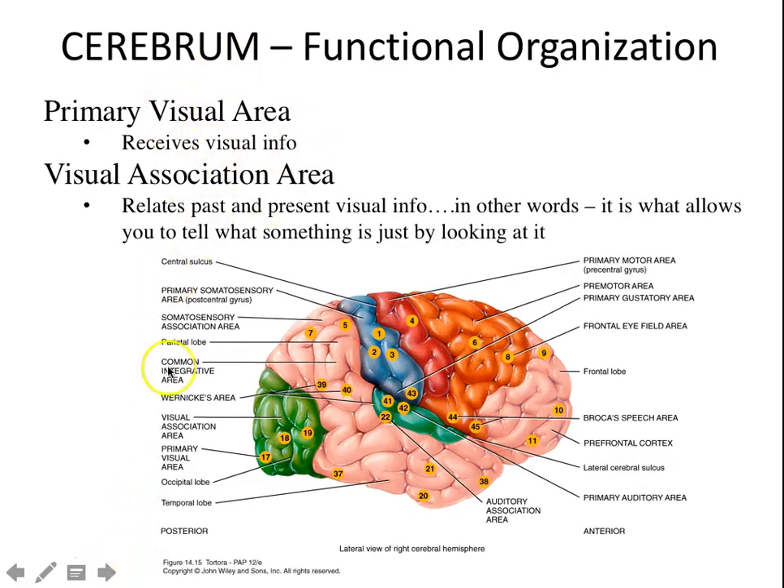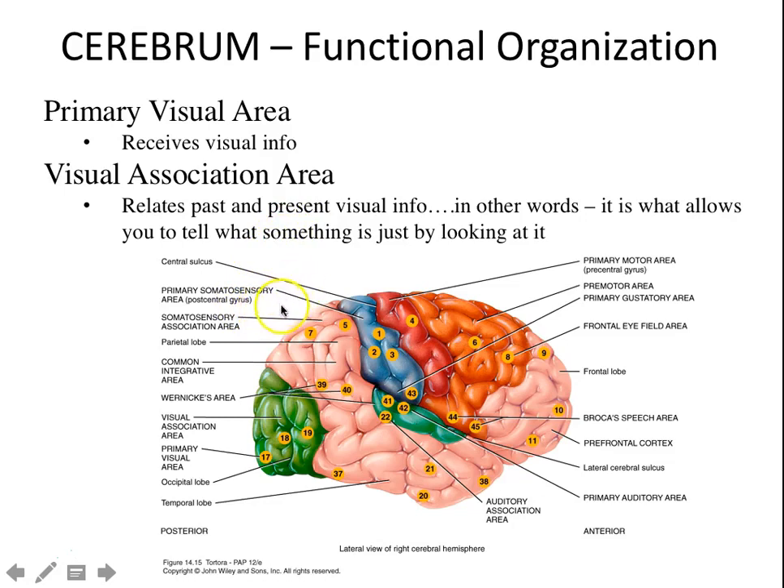You have a primary visual area, and your visual area is going to be back in this occipital region. That primary visual area simply receives visual information, so that means that yes, I can see that. If just the primary was working, you would not run into the table or the chair, because yes, you see it. You wouldn't know what it is, but you'd see it. That visual association area relates to past and present visual information. So this is what allows you to identify, oh, that thing I didn't run into, that's a chair. You know what that is because you've seen it before.